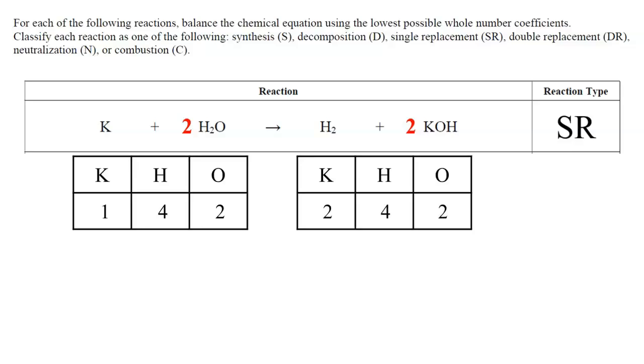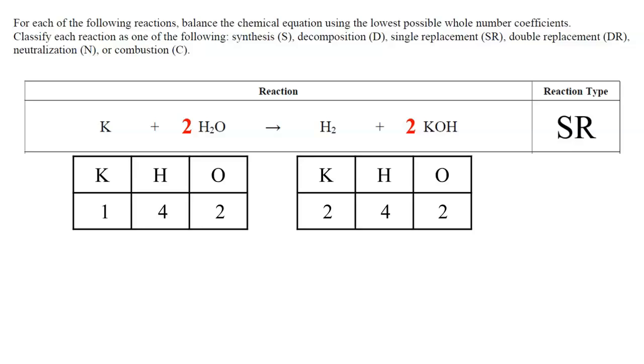I have 2 potassiums, I have 2 oxygens, and hopefully you can see why I have 4 hydrogens on the right side of the equation. So H2, that contains 2 hydrogens, but then the 2 in front of the KOH gives me an additional 2 hydrogens. So 2 hydrogens plus 2 hydrogens makes 4.